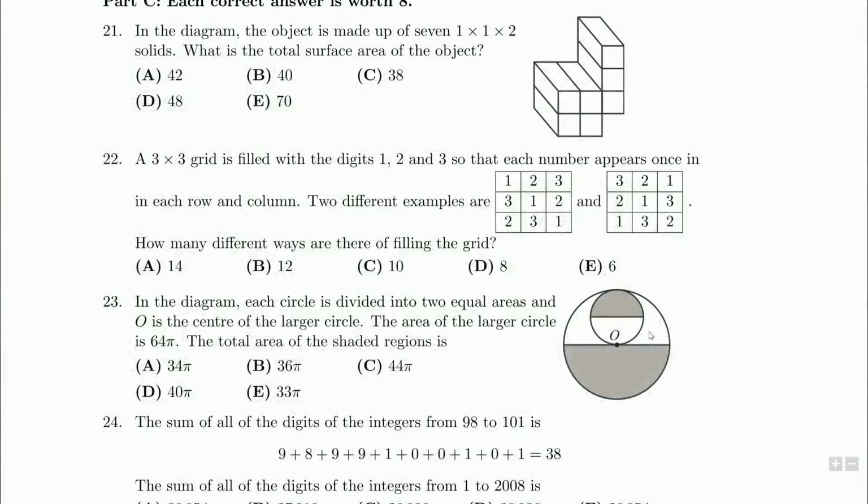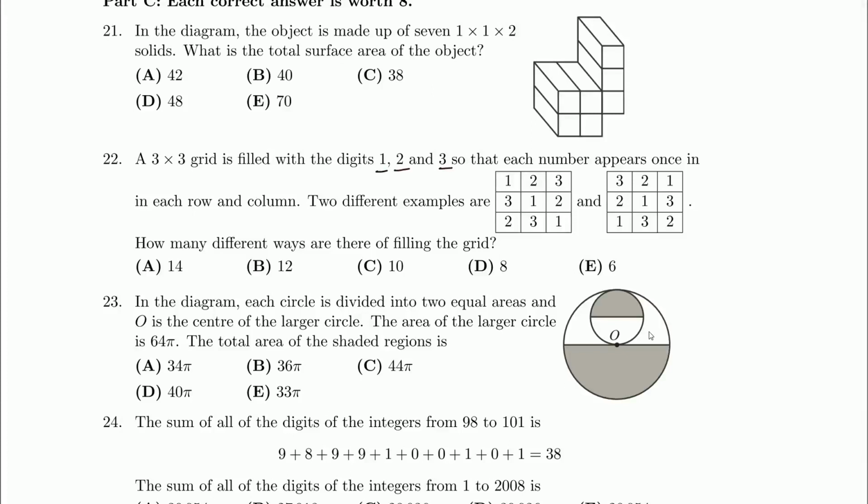We're looking at question 22, the second part C question on the grade 8 Gauss. And what have we got? A 3x3 grid is filled with the digits 1, 2, and 3, so that each number appears once in each row and column. This is actually something I've studied in math. It's called a Latin square.